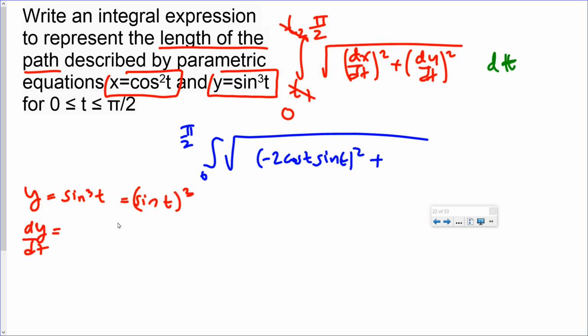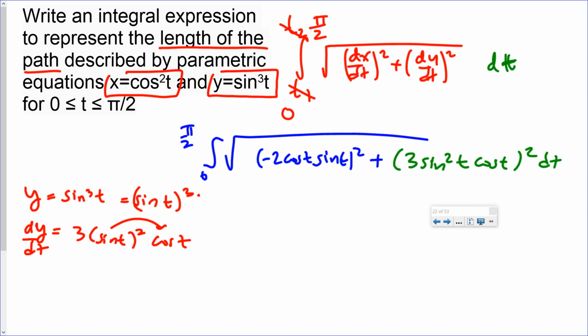Okay, hopefully you've jotted it down. The derivative of sine t cubed, which is really sine t quantity cubed, is 3 times sine t, bring the power down by 2, but don't forget to take the derivative of the inside. So this goes right in here. This is 3 sine squared t cosine t quantity squared dt, and I'm done with my problem if I did it right.